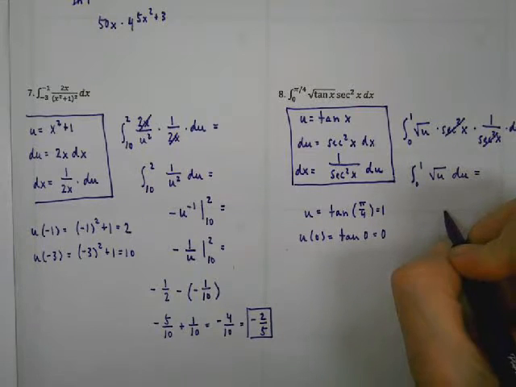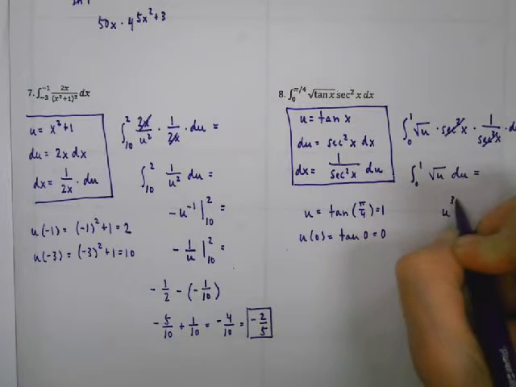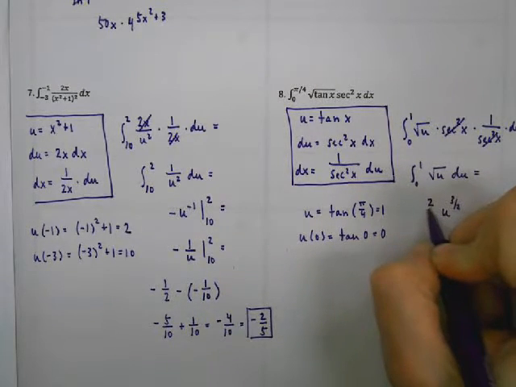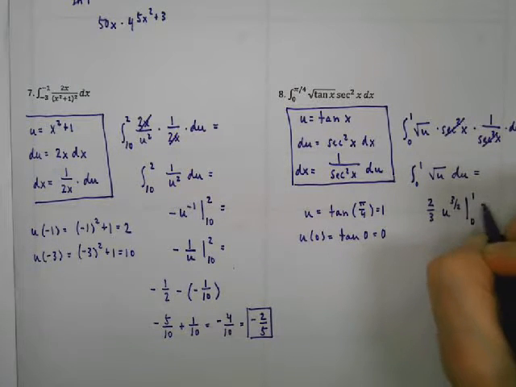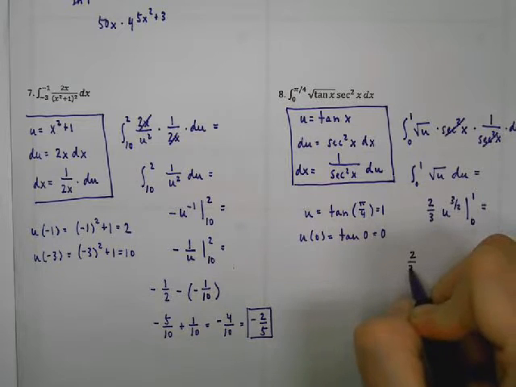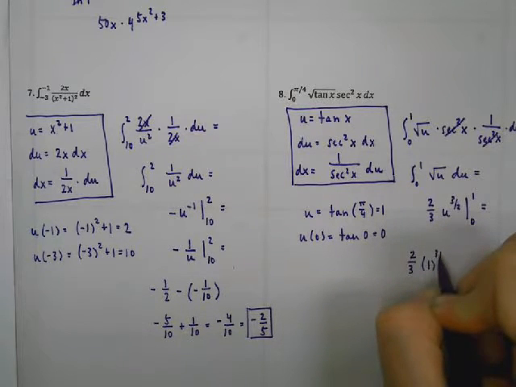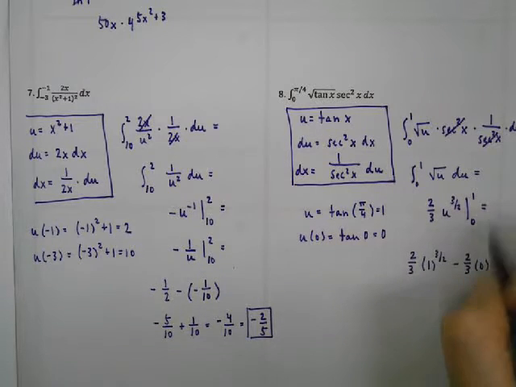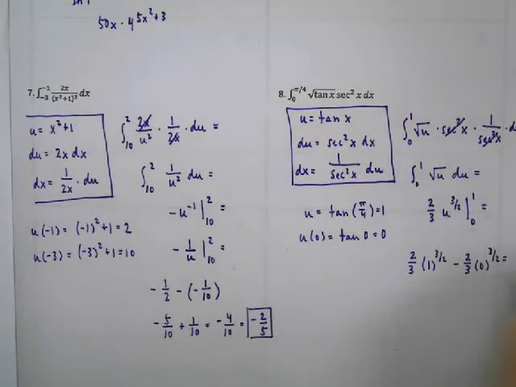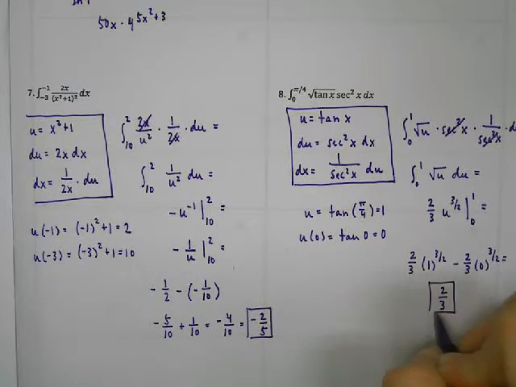This is u to the 1/2, so I'm going to have u to the 3/2. So it's going to be 2/3 times u to the 3/2 from 0 to 1. So I get 2/3 times 1 to the 3/2 minus 2/3 times 0 to the 3/2. And so the value of my integral is just 2/3.